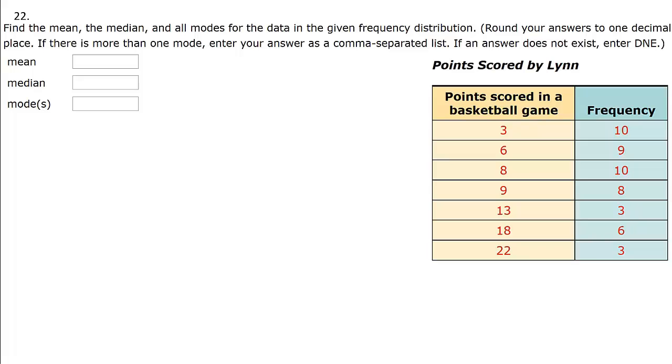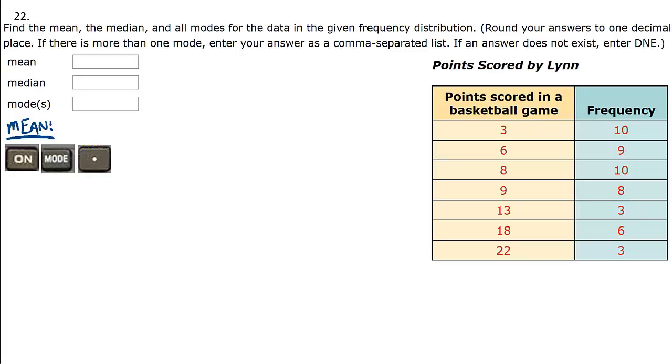So these are points scored by Lynn. The first column are the actual points in a basketball game, and the second column tells how often that happens. That's the frequencies of that particular score. So Lynn scored 3 points 10 times, 6 points 9 times, 8 points 10 times, 9 points 8 times, 13 points 3 times, 18 points 6 times, and 22 points 3 times. Let's start out with the mean.